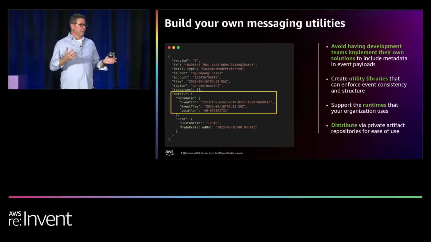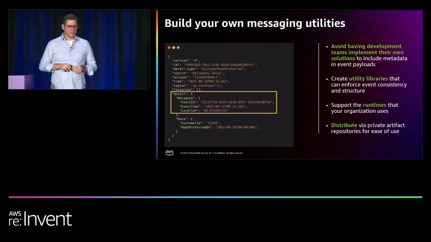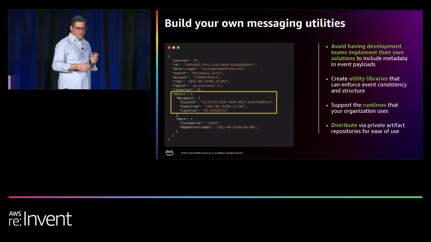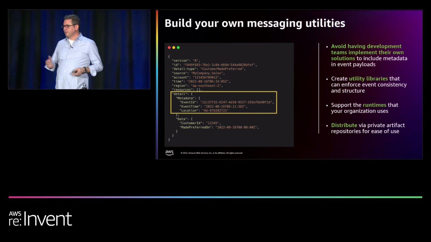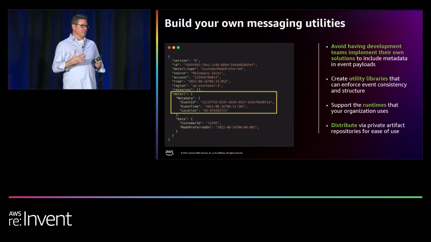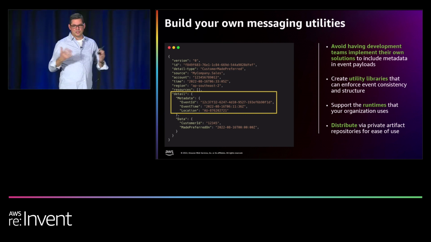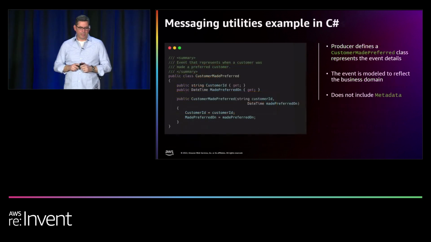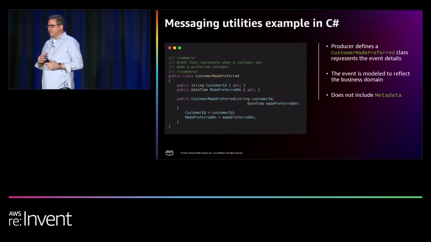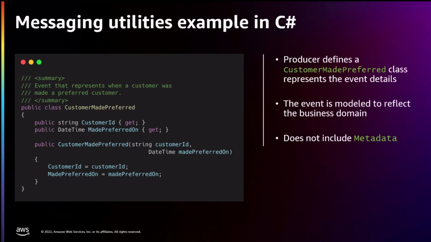And this may also include abstracting the fact that you're using the EventBridge SDK altogether. Now, one of the key activities that integration teams could be doing is actually looking at supporting this type of utility and sharing that across the organisation, potentially even distributing those across the organisation through things like private package repositories. So let's take a look at an example of how this might be achieved.